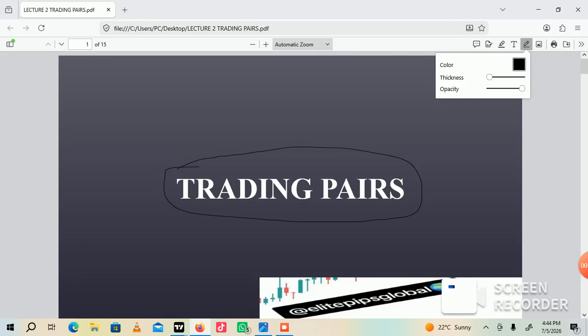When we are talking about trading pairs, it means just like commodities that we are going to trade. Due to the fluctuation in their price, as retail traders, we are going to be profitable. So today we are going to look at trading pairs.